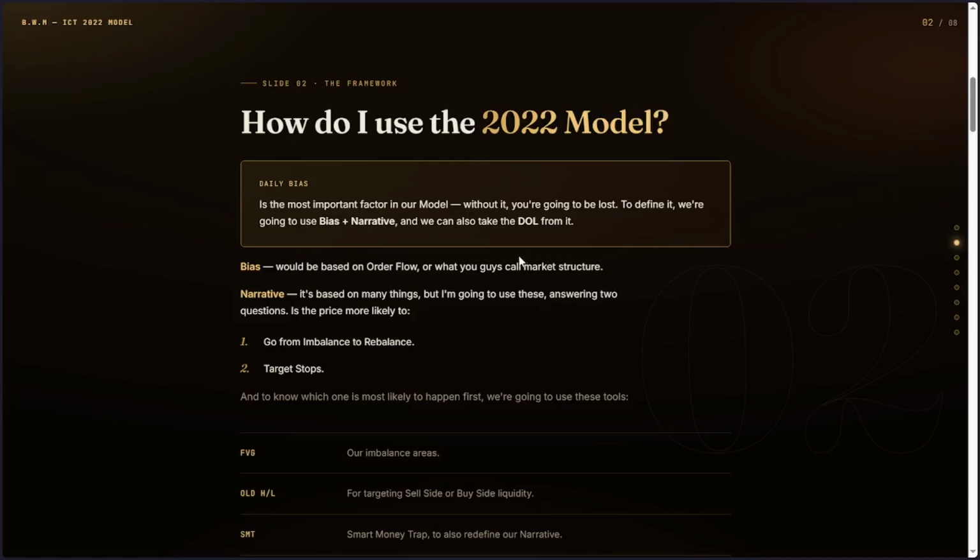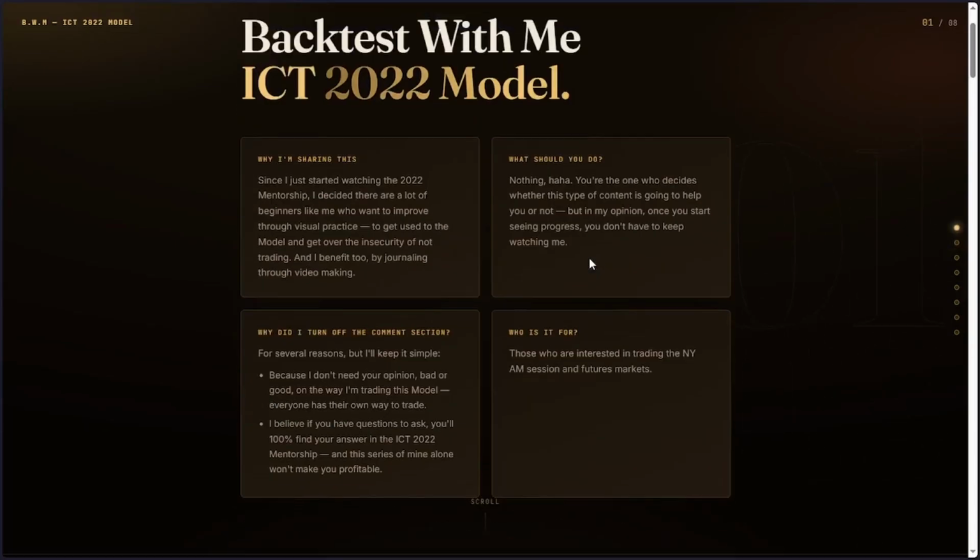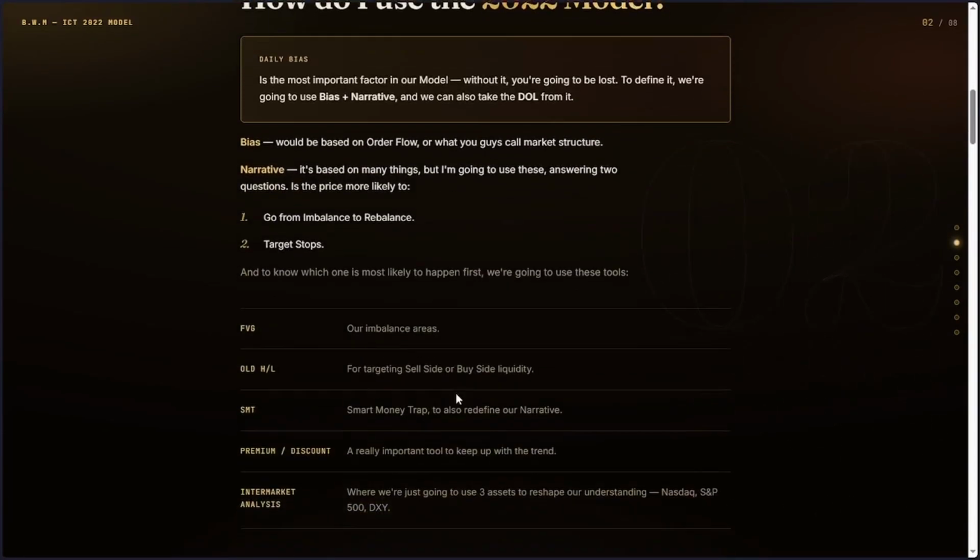For our first thing, before we can trade this model, and it's really important because without it we're going to be lost, is the daily bias, okay? The bias will be based on two things: the order flow and the narrative. The bias is based on order flow, what you guys call the structure. And for the narrative, we're going to use a lot of things like the market efficiency paradigm, which is answering those two questions.